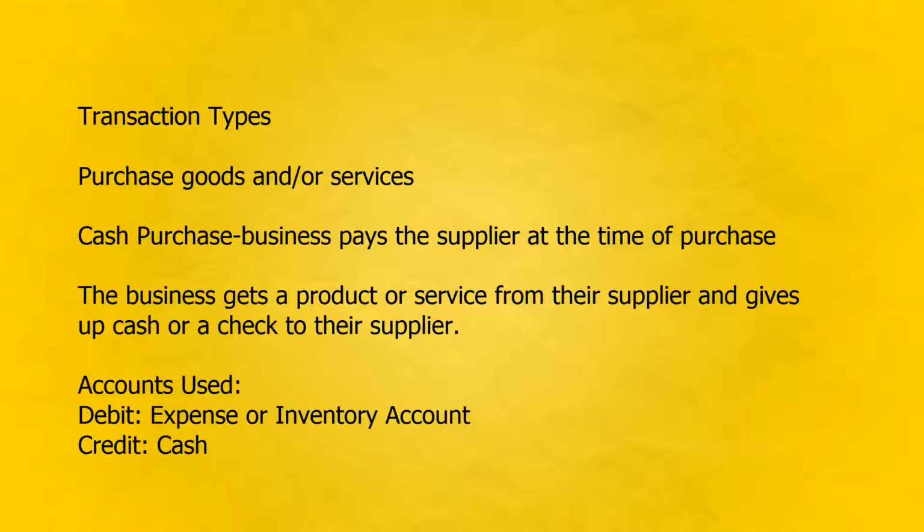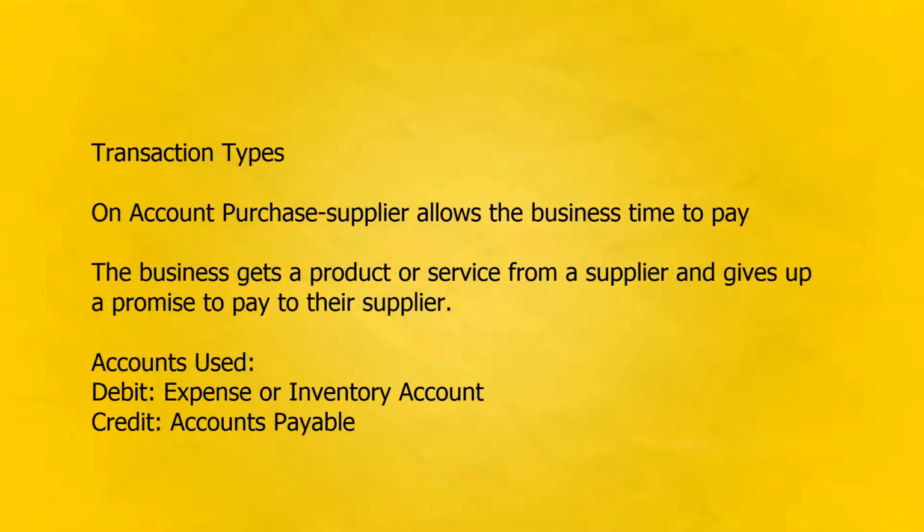Transaction types. Purchase, goods and/or services. Cash purchase, the business pays the supplier at the time of purchase. The business gets a product or service from their supplier and gives up cash or a check to their supplier. Accounts used: debit, expense or inventory account. Credit, cash.